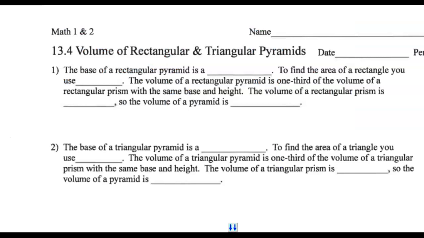So the base of a rectangular pyramid is a rectangle. To find the area of a rectangle, you use length times width. The volume of a rectangular pyramid is 1/3 the volume of a rectangular prism with the same base and height. The volume of a rectangular prism is length times width times height. So the volume of the pyramid is 1/3 length times width times height.